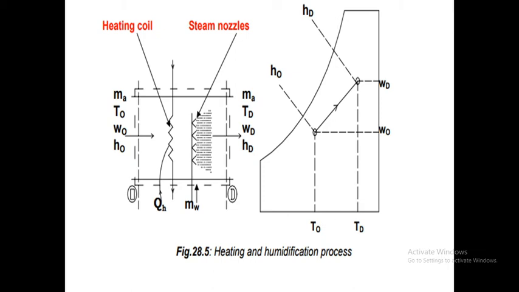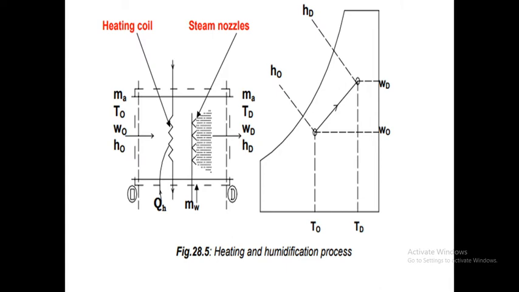This figure shows the heating and humidification process. The left side figure shows the heating and humidification operation. During winter, it is essential to heat and humidify the room air for comfort. This is normally done by first sensibly heating the air and then adding water vapor to the air stream through a steam nozzle. Are you clear? Okay, as shown in the figure.